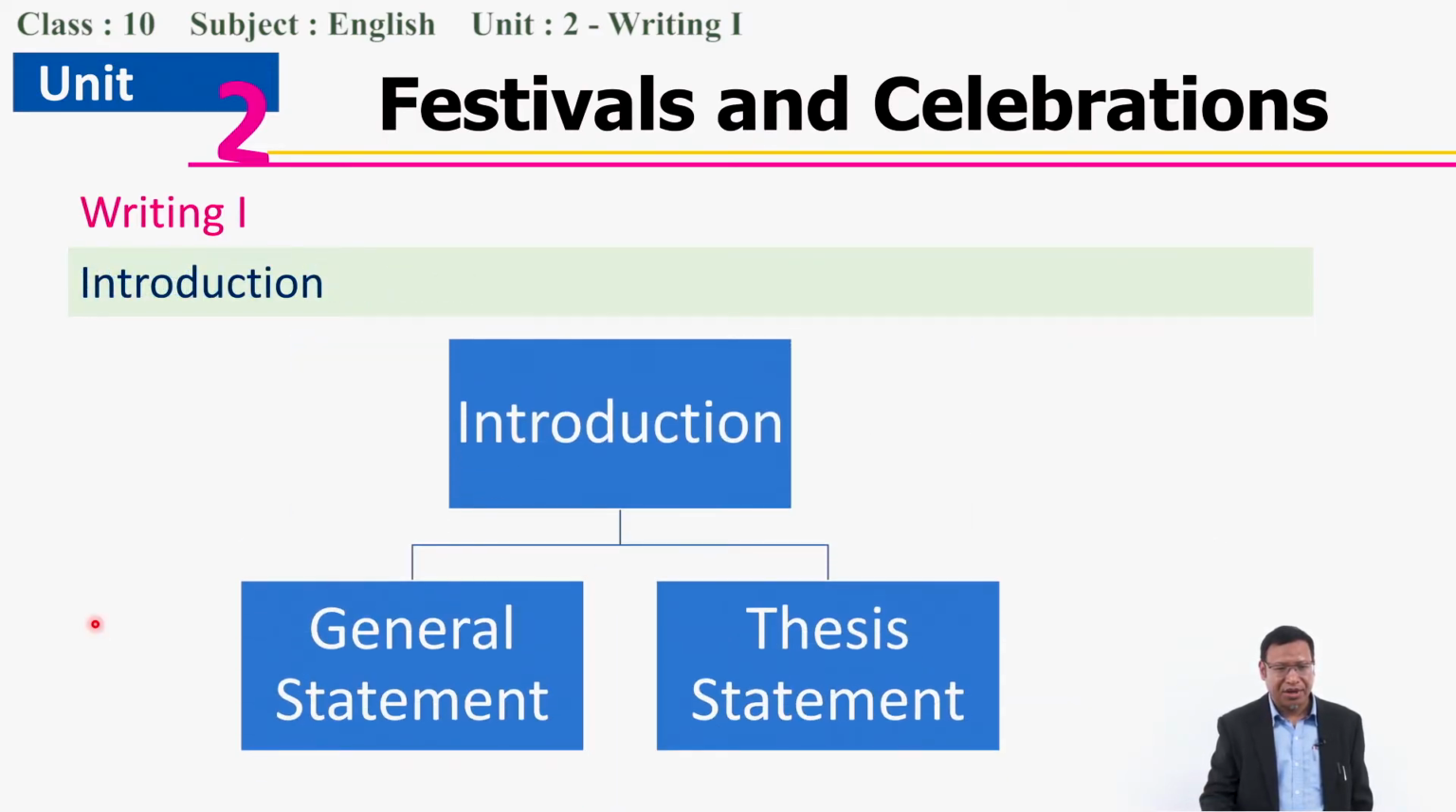Then the introduction. How do you write an introduction? I'm giving some ideas, and we'll try to follow this particular model to design and write an essay. In the introduction, basically we can use two kinds of ideas. One is a general statement, another is a thesis statement. A general statement is the general idea, a general start about any topic, whereas the thesis statement is something that you want to say. The point you want to make in this essay is the thesis statement.